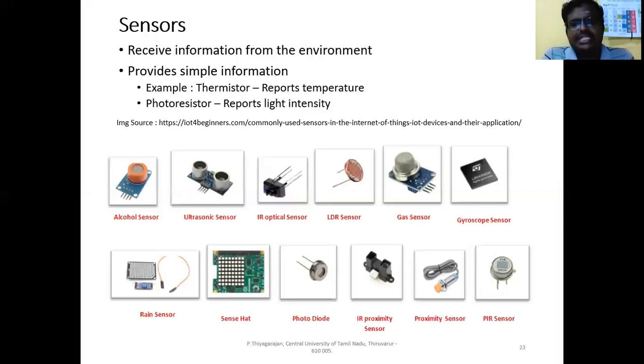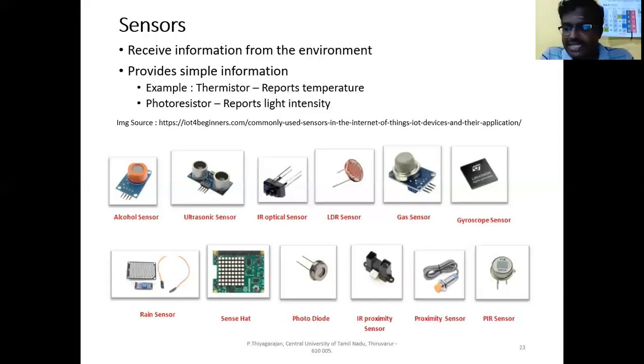Next, we have a rain sensor. This is very much used for irrigation purposes. It will sense whether it has rained or not. It will detect the rain, and accordingly it will pump the water to the fields. So it is mainly used in irrigation, and it benefits the farmers.